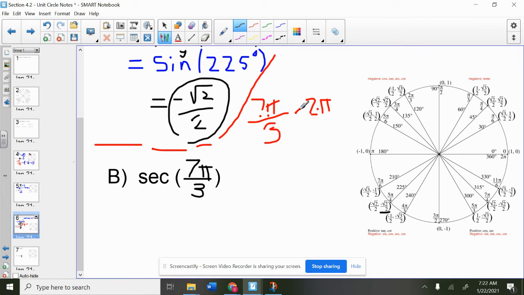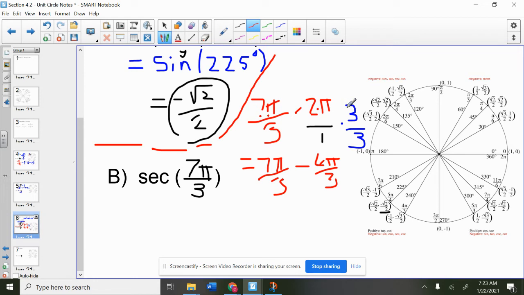Now remember that 2 pi is over 1, so I don't have any common denominator here. So in order to get that, I want this to be a 3. So I'm going to have to multiply the top and the bottom by 3 to give me something that I need. So then that would give you 7 pi over 3. And then over here, that would give you minus 6 pi over 3.